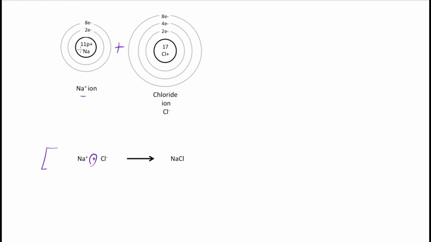Remember sodium, 11 protons. Here it has 10 electrons, so it has a plus 1 charge. We just don't write the 1. See my plus there? Chlorine, the chlorine atom, has 17 protons.